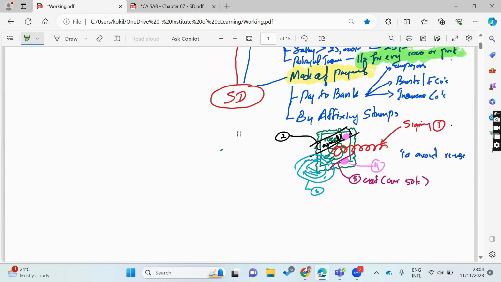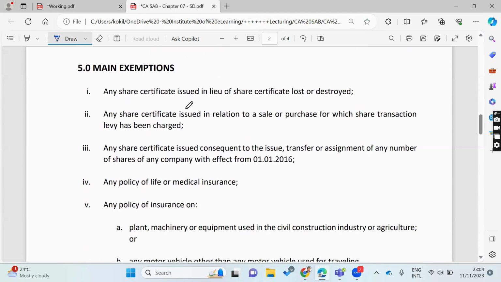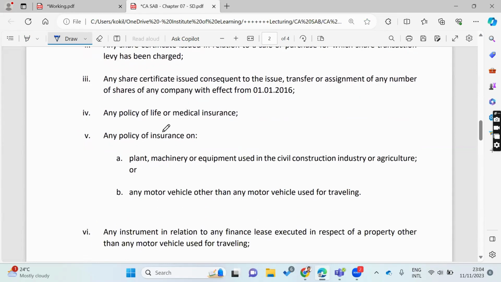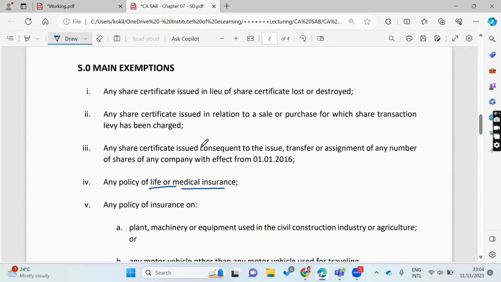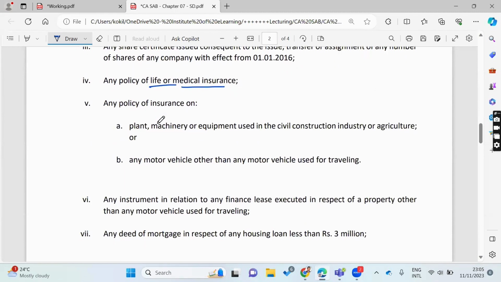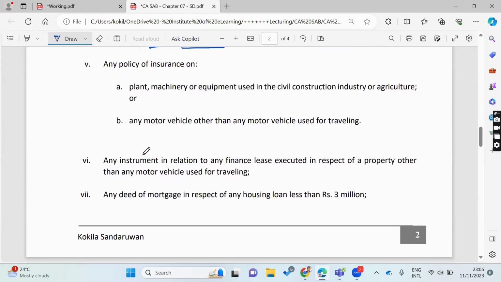Remember, I will not discuss all the exemptions here. You need to remember there are some exemptions. Key exemptions I will discuss here. Main exemptions: as I said, life or medical insurance will be exempt. Likewise, there are some other things as well. You may read this one, the share certificate, those things issued in lieu of lost ones, and also the policy we discussed.